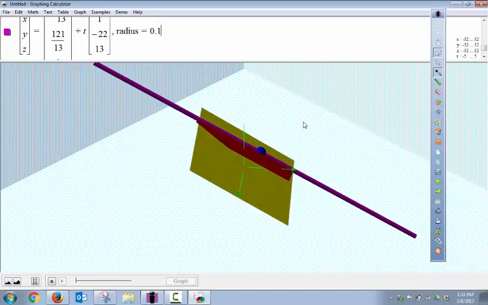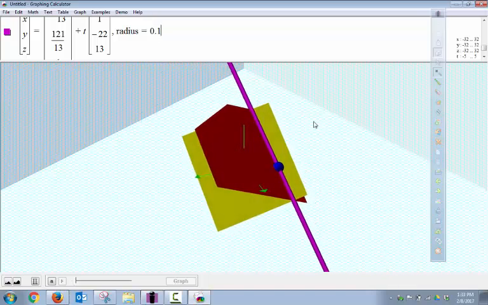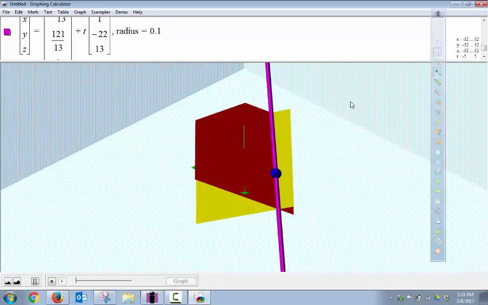All right, let's see if we can get a nice picture of this in our notes. Right there? No. I figured it out.